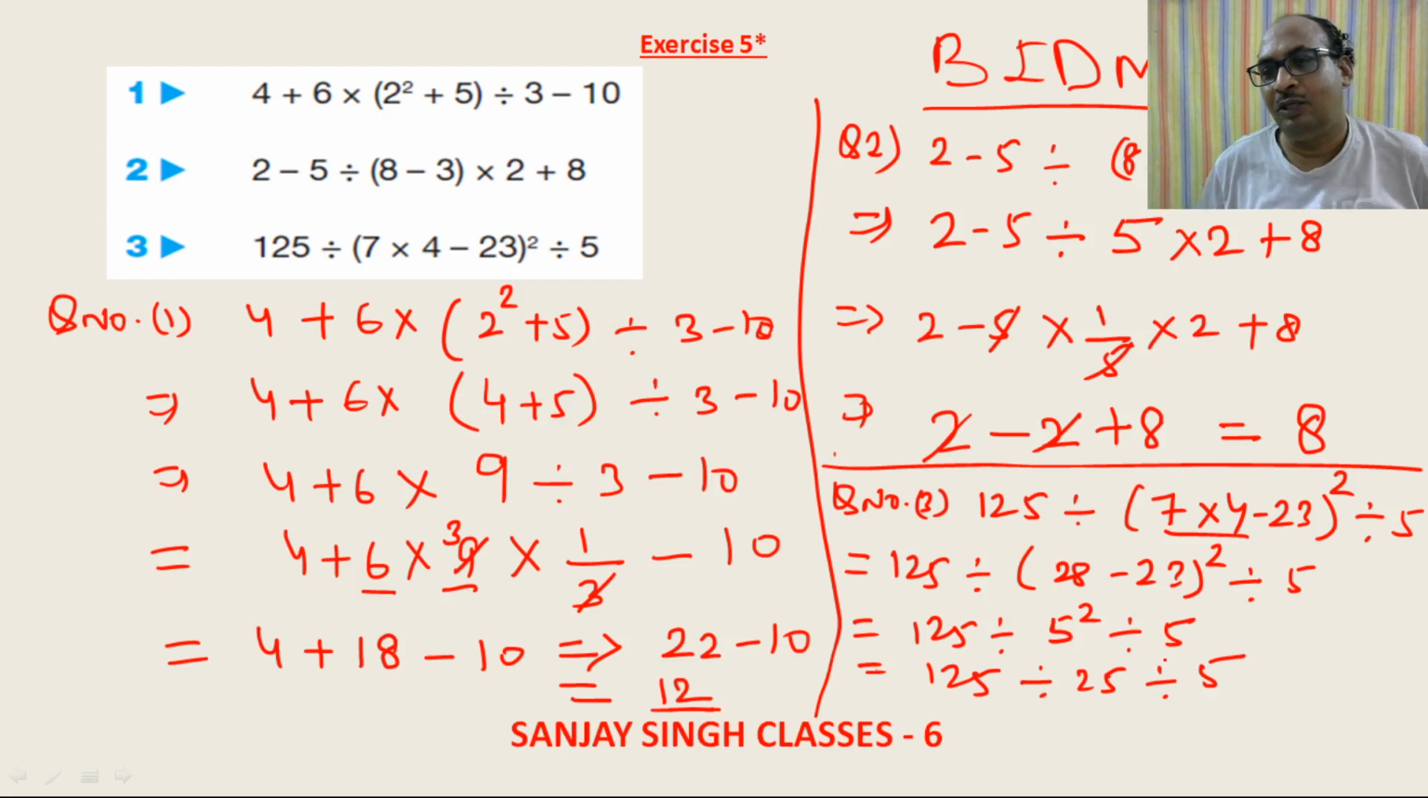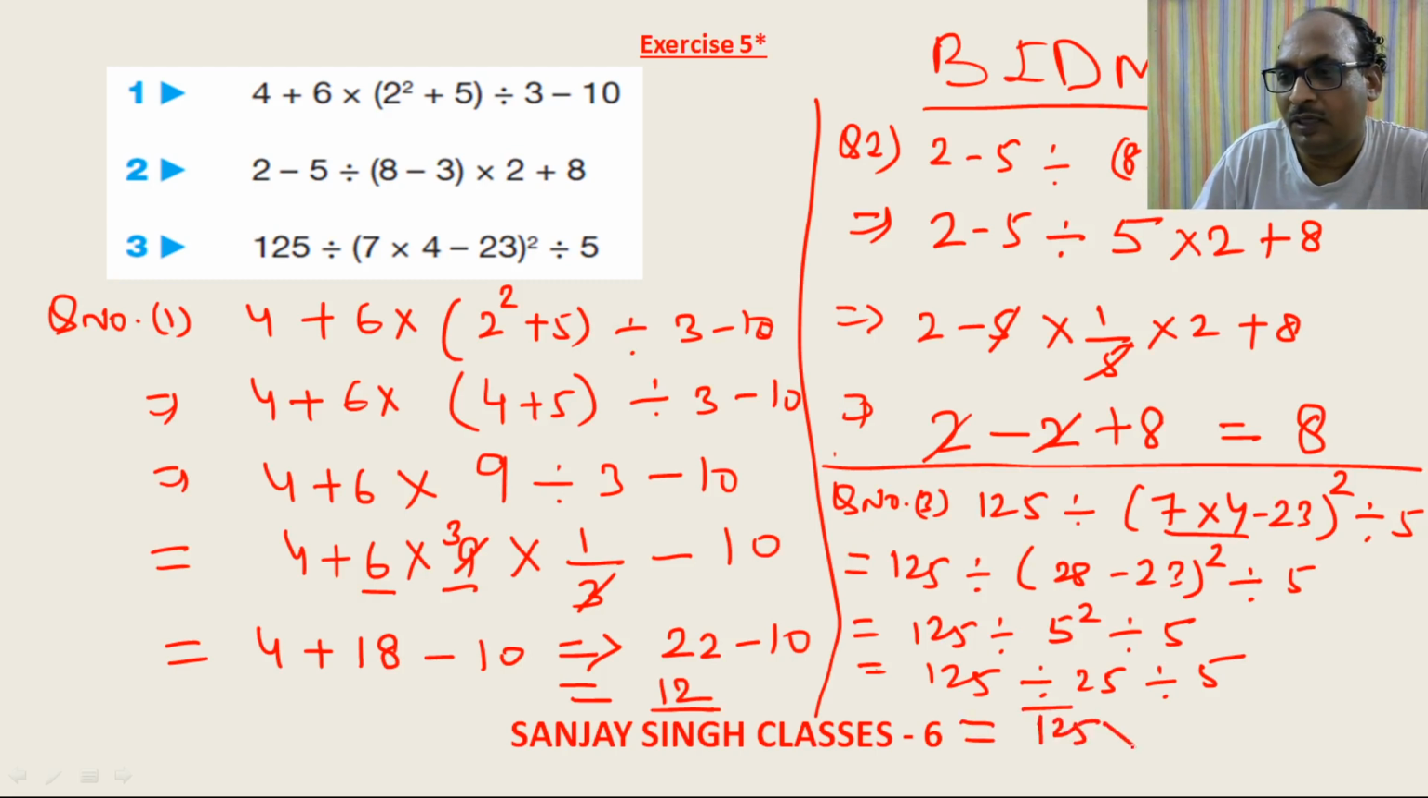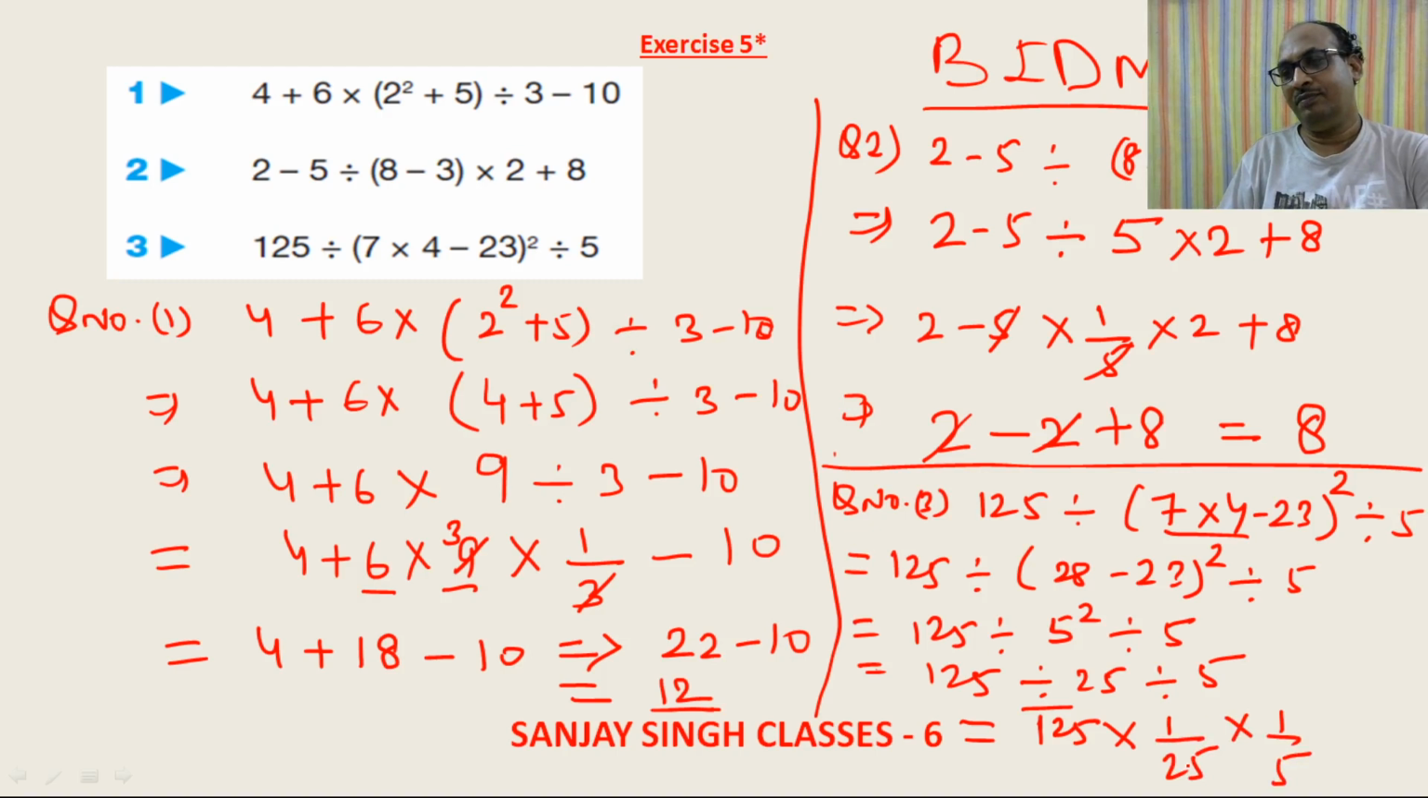In this, 2 divisions are there, right? All divisions we will be cancelling. So 125, then this division we will convert into multiplication, and this 25 will become 1 by 25. Again division is there, we will make it 1 by 5. Now this 25 will cancel this 125 as 5, and this 5 and 5 will get cancelled, and our answer will become 1.